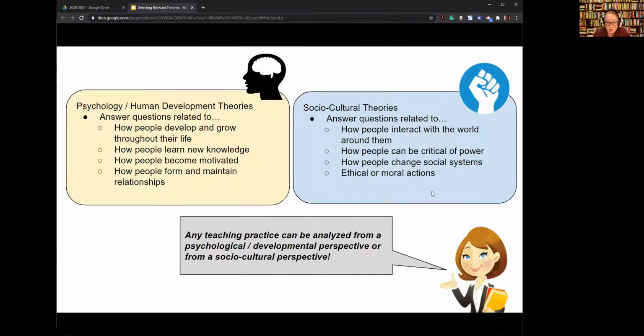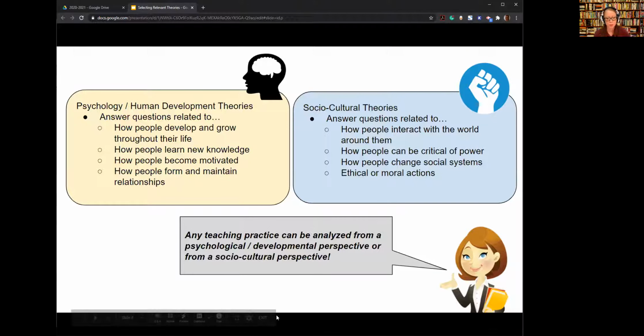If your question seems to be more related to these things, how people interact with the world around them, how people can be critical of power, how people can challenge social systems, ethical or moral actions, those sorts of things would be more sociocultural theories stemming from sociology.